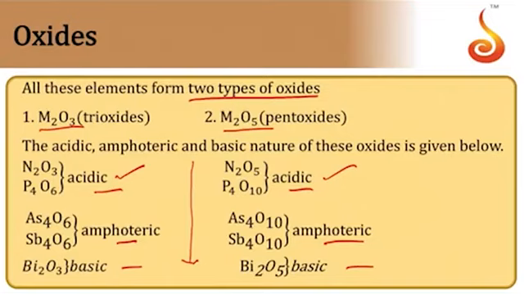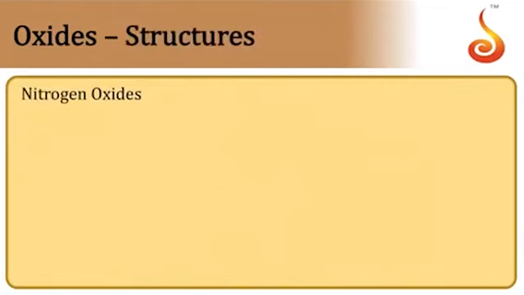Now let us see the structure of these trioxides and pentoxides, starting with the structure of nitrogen oxides. The trioxide can be taken as a structure of NO plus NO2, because the formula is N2O3. Trioxide means it can be taken as a combination of NO and NO2 structures. So that is NO, where we have a lone pair here, and then NO2.